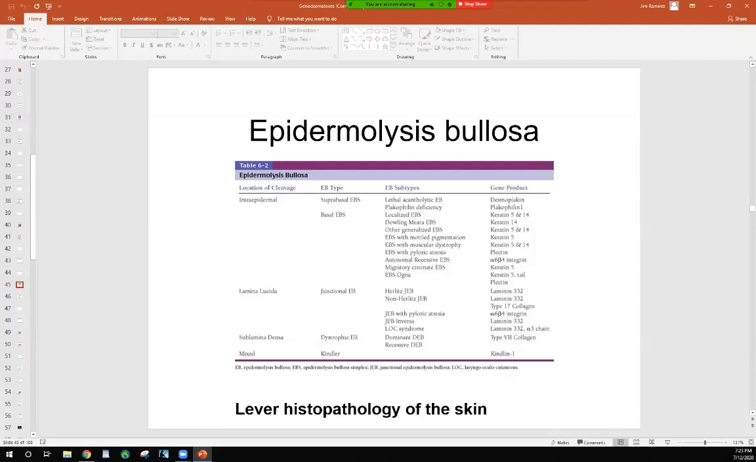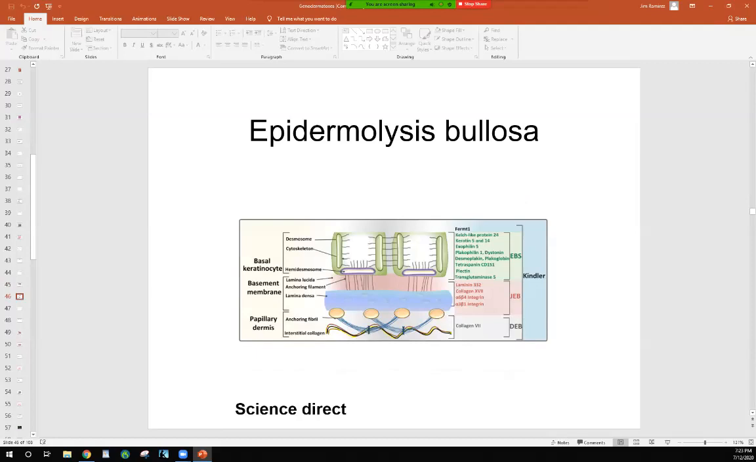The simplex tends to involve keratins 5 and 14 with a smattering of others. The junctional tends to have laminin and alpha 6 beta 4 integrins. And then the dystrophic tends to have type 7 collagen. There are others, but that's in general what you see. I also tell residents, make sure you have your favorite chart that depicts this, because if you understand what's going on at the junction, you will understand a lot of dermatology, not just in bullous disorders, but immunobullous disorders and just in general. So it's a really good idea to have that understanding.